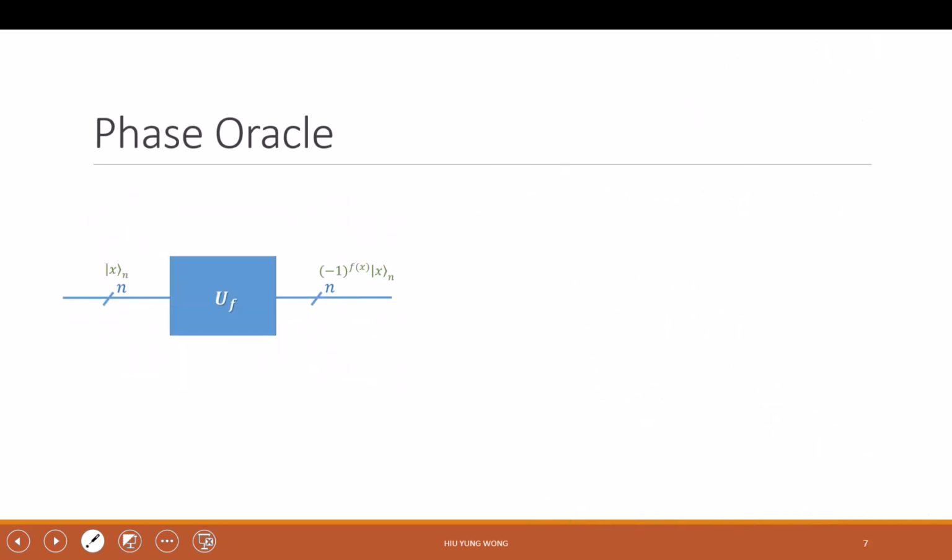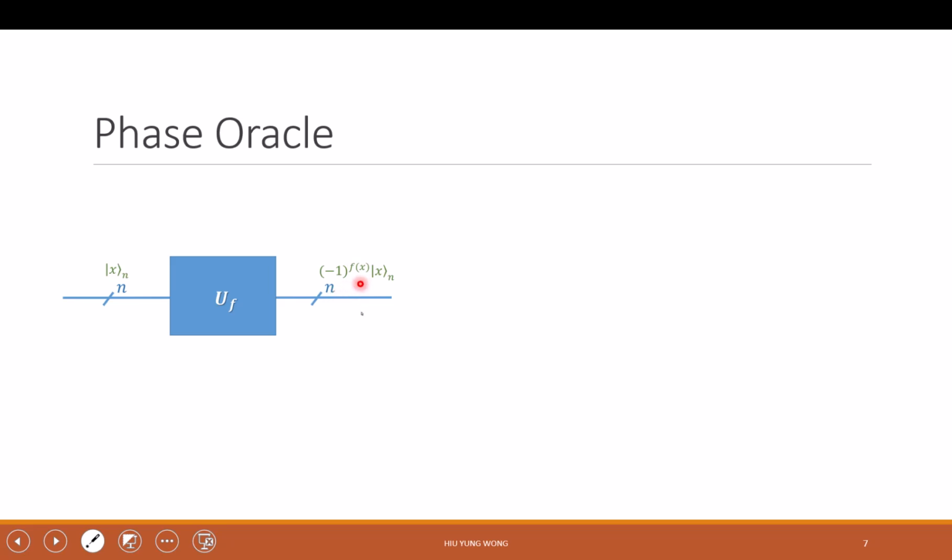Okay, so there's one type of oracle, and now I take this opportunity to introduce another type of oracle, because this oracle will be used in our next algorithm. This is called the phase oracle. So what does it do? Look at this function. The input is n qubits and is x. After this oracle, it is still x. However, it has a phase. Its prefactor becomes -1 to the power f of x.